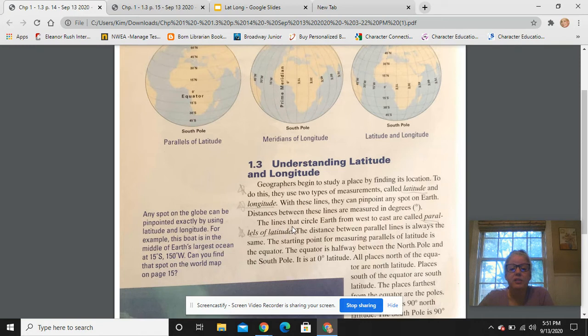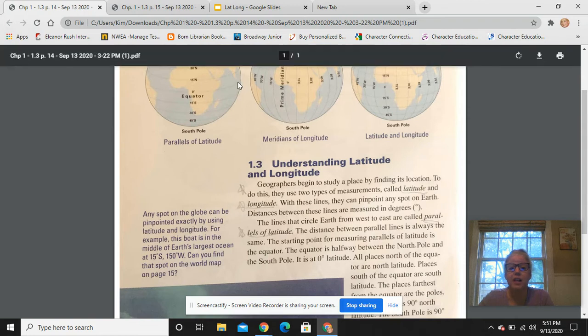The lines that circle Earth from west to east are called parallels of latitude. The distance between parallel lines is always the same. The starting point for measuring parallels of latitude is the equator, and we talked about the equator yesterday. That's that imaginary line that runs around the middle of the Earth.